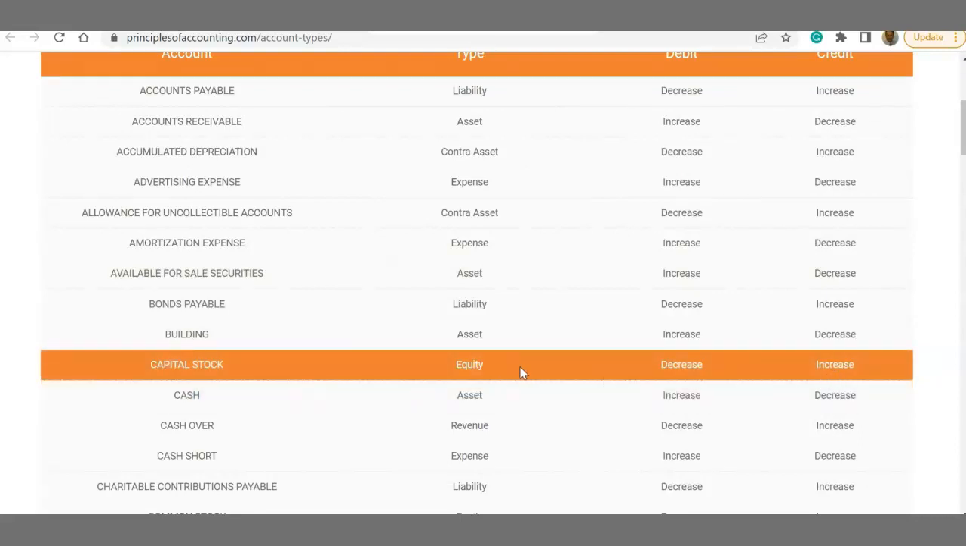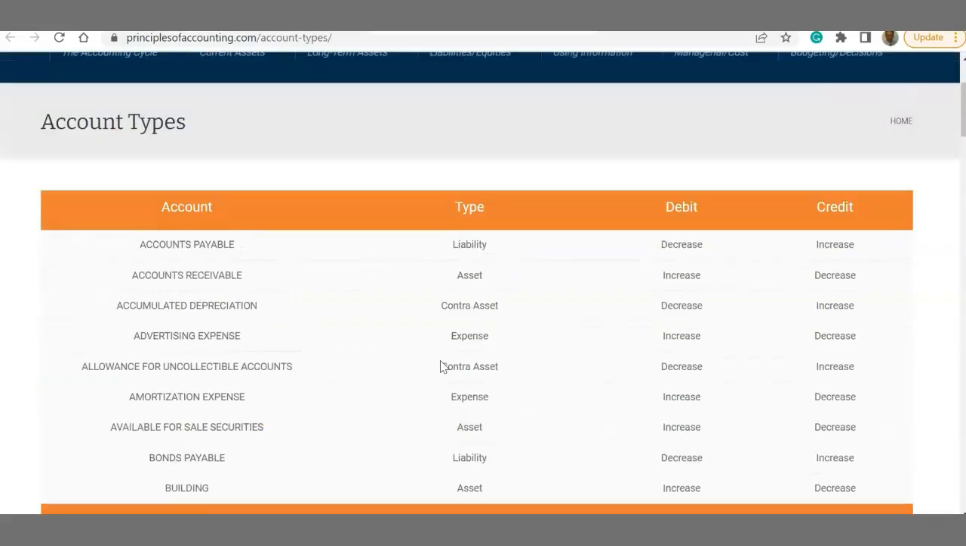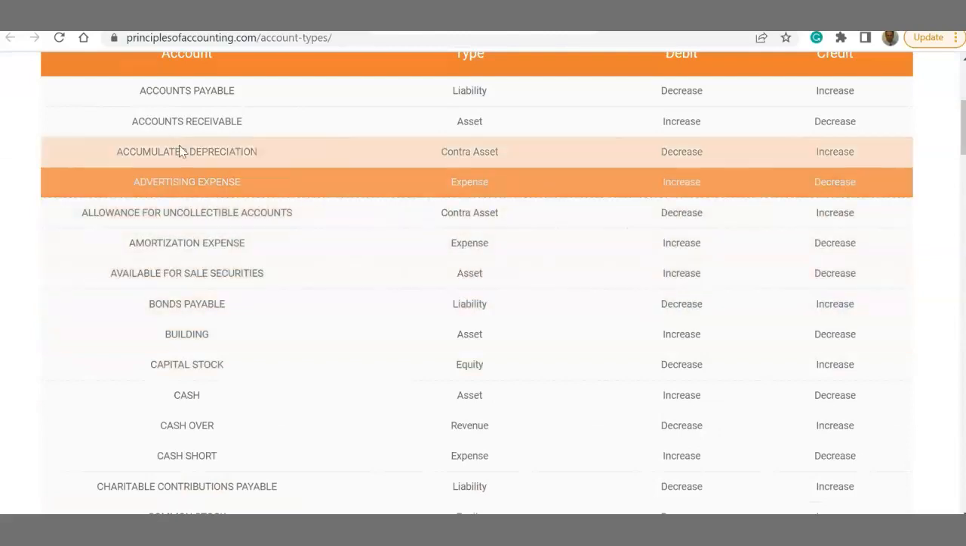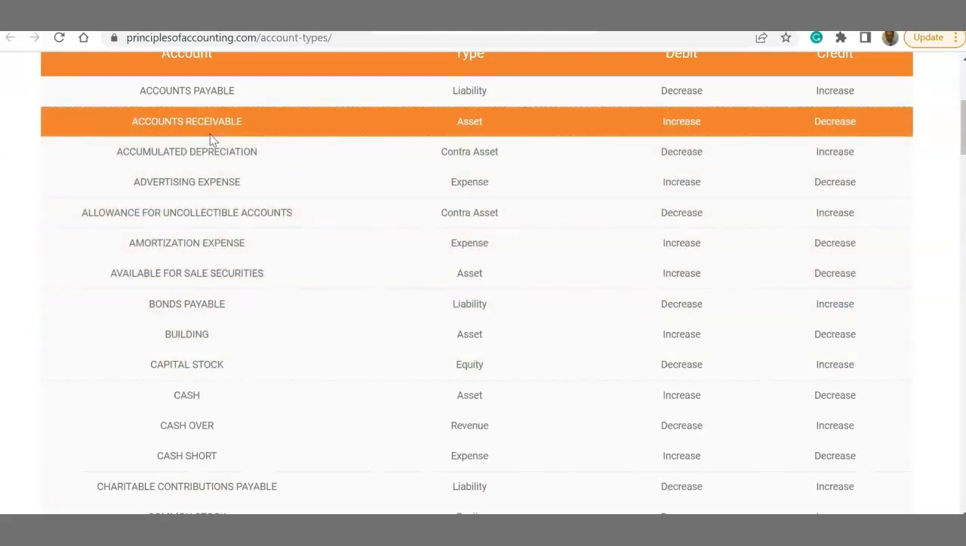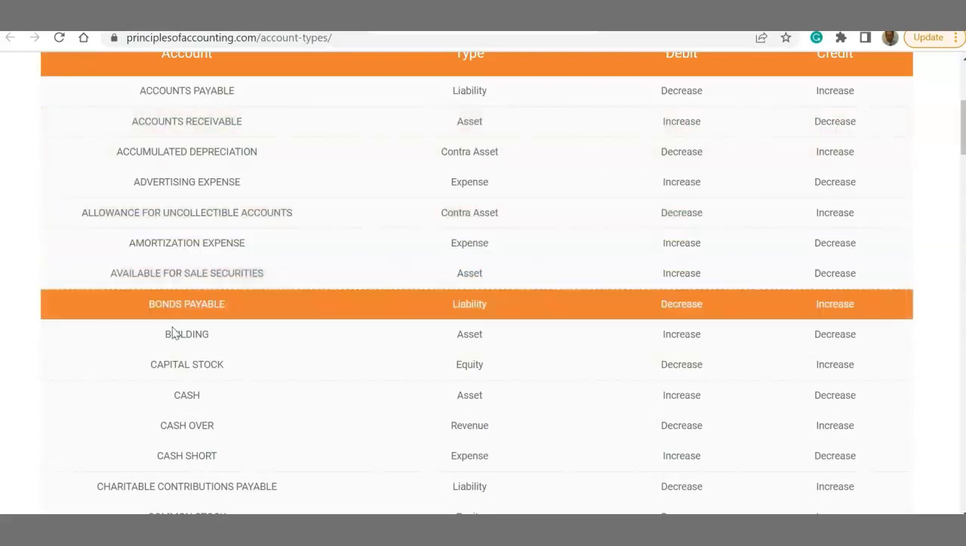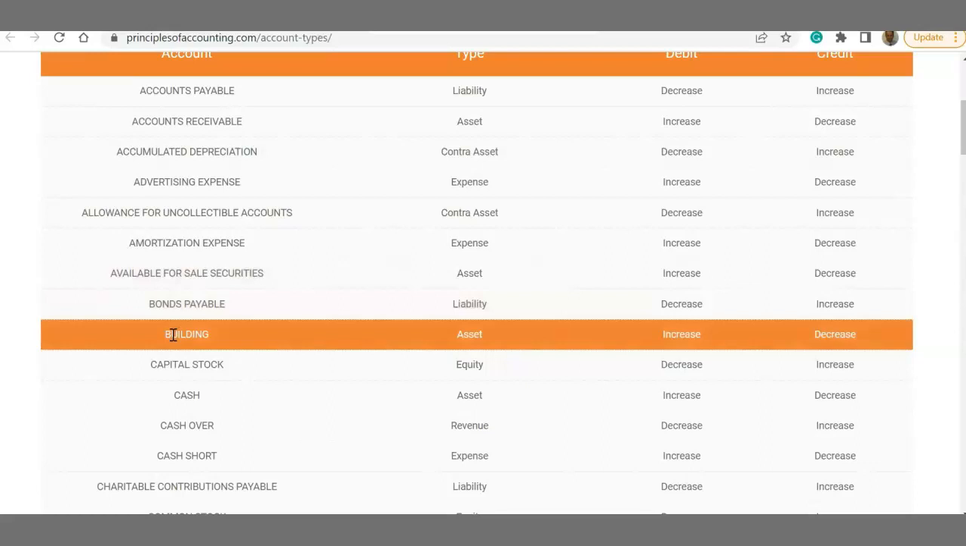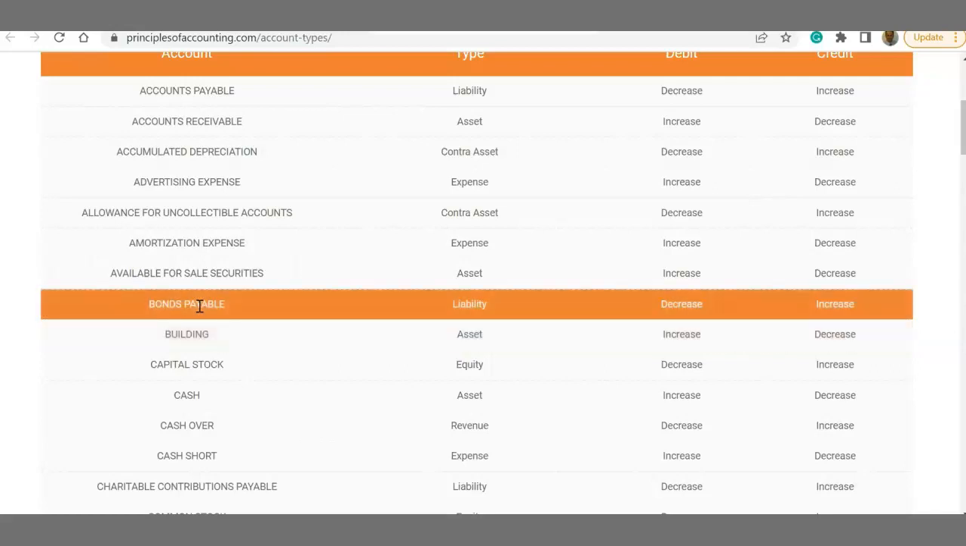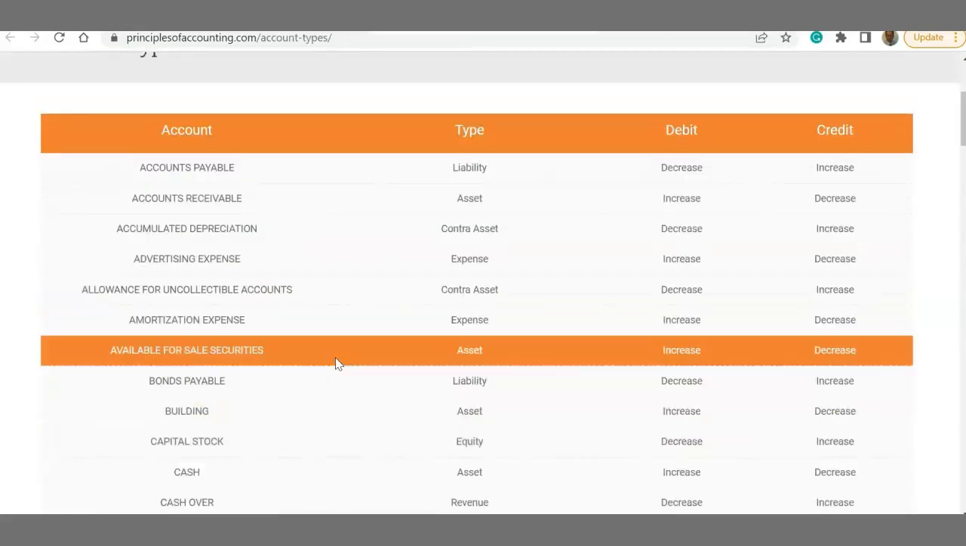So just get those few things done, and then all you need to do is ask, is accounts receivable an asset? Yes, it is. Then the normal balance is debit, obviously. Is a building an asset? Yes, and the normal balance for an asset is debit. Bonds payable is a liability, so the normal balance for bonds payable is credit. It's that easy. Any question on these normal balances that is confusing at this moment?